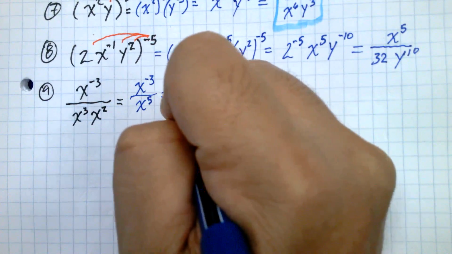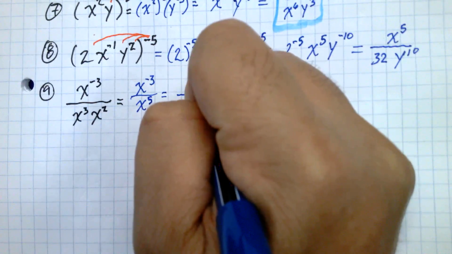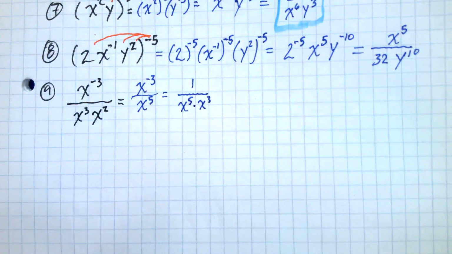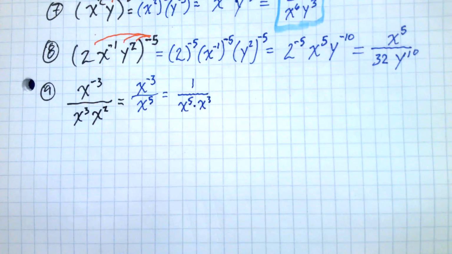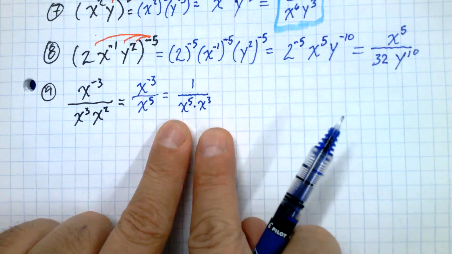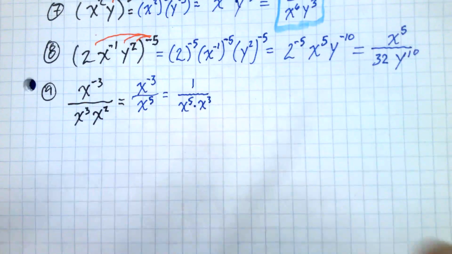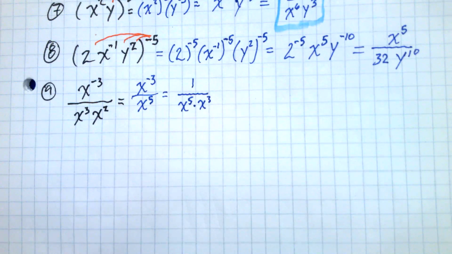So now I have x to the 5 times x to the 3. They're both in the denominator now. Anything else I could simplify? Yeah. They have the same base. x to the 5 times x to the 3. So again, we add those exponents. 5 and 3 makes 8.